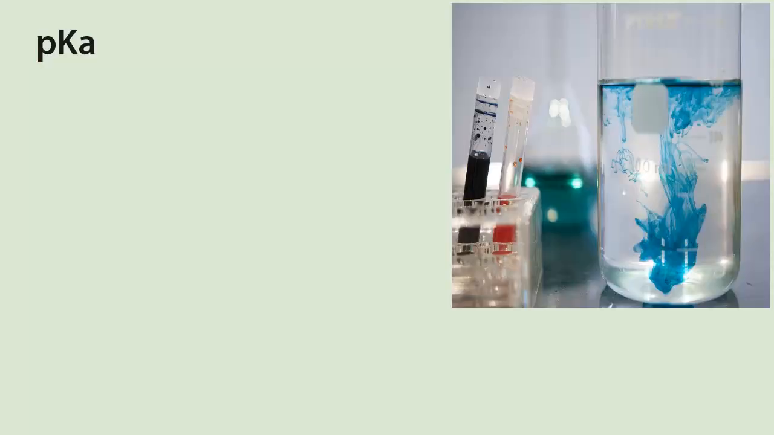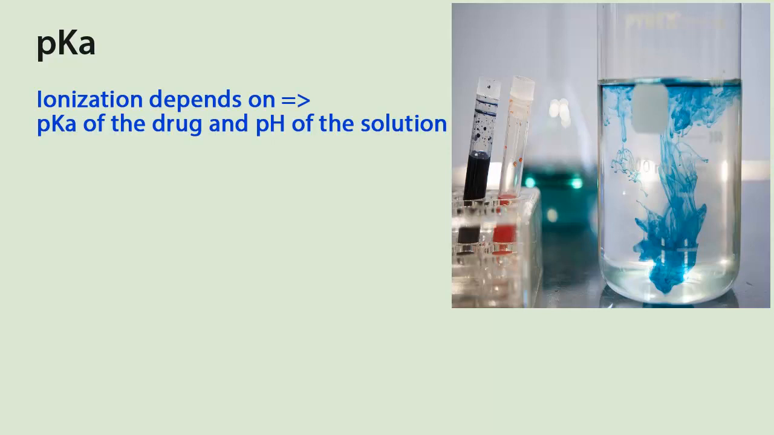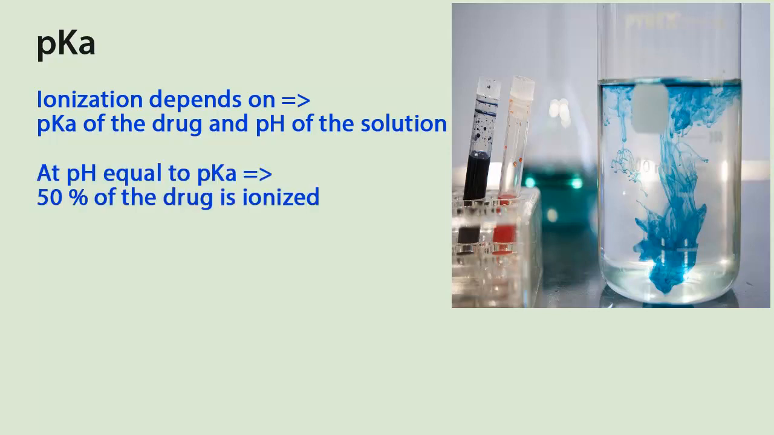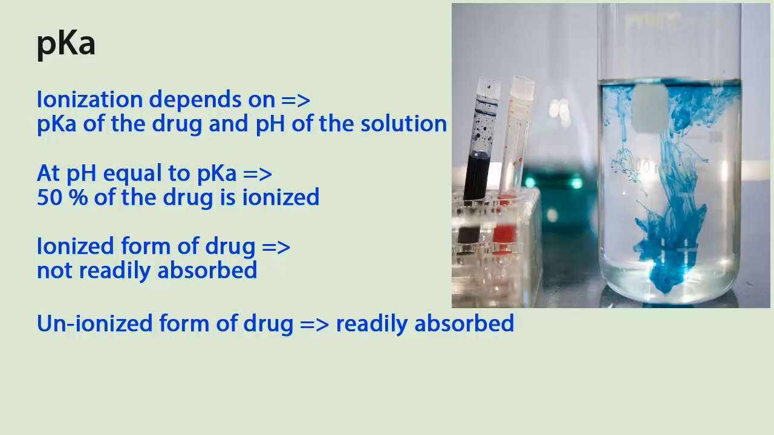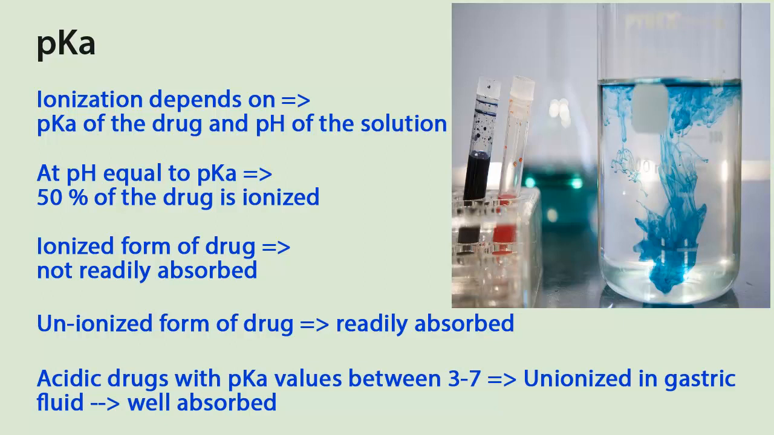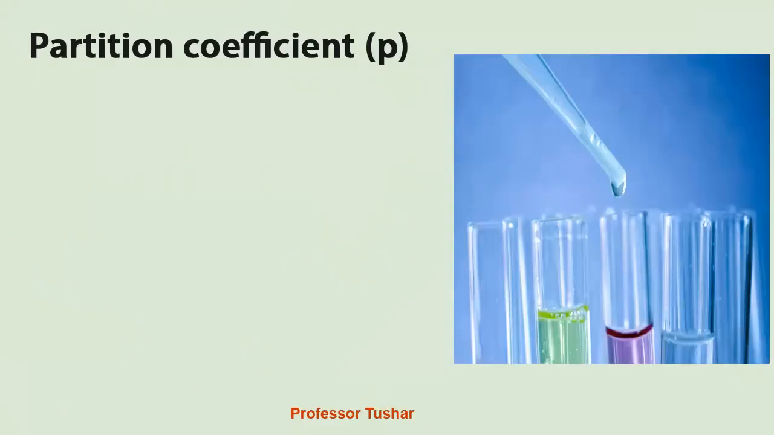pKa. The pKa value indicates the strength of an acid. The extent of ionization depends on pKa of drug and pH of the solution. At a pH equal to the pKa value, 50% of the drug is ionized. Ionized form of drug is not readily absorbed. Unionized form of drug is readily absorbed. Acidic drugs with pKa values between 3 to 7 remain unionized in the gastric fluid, thus they are well absorbed from the stomach.